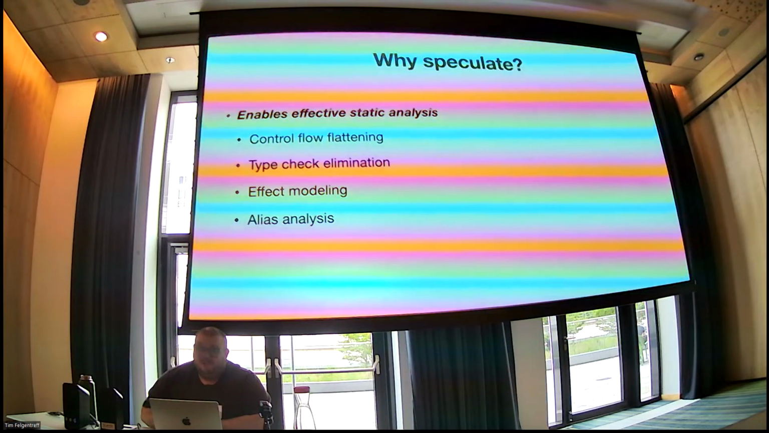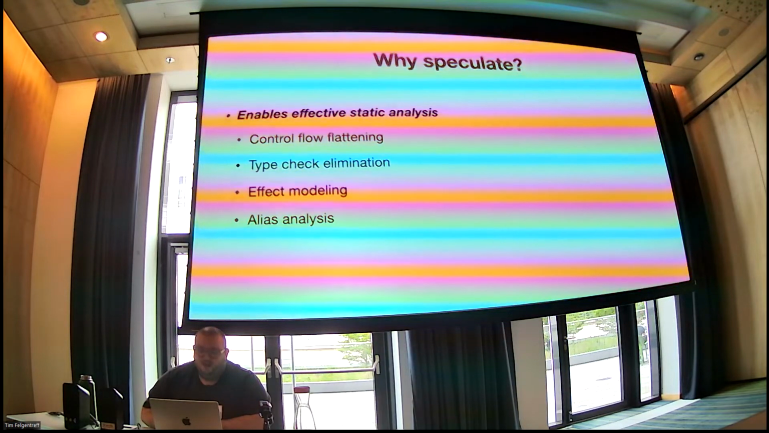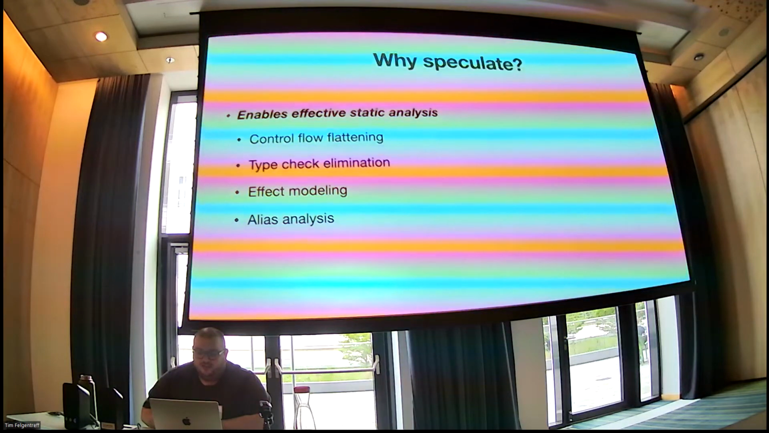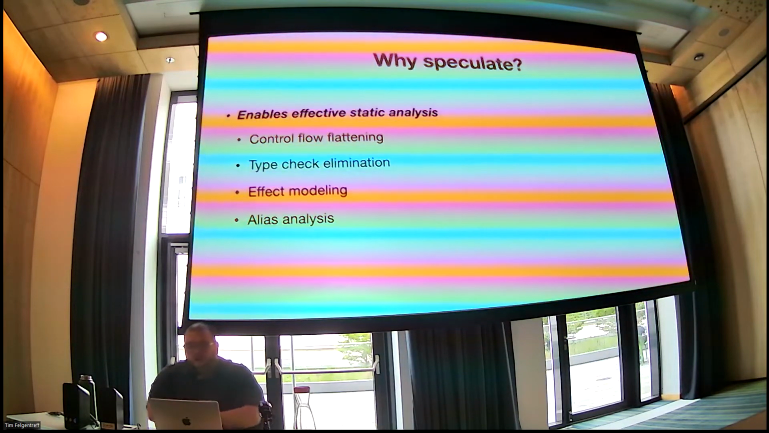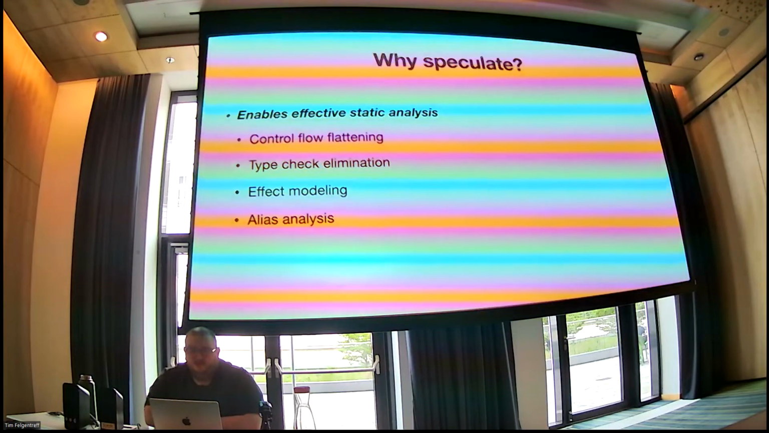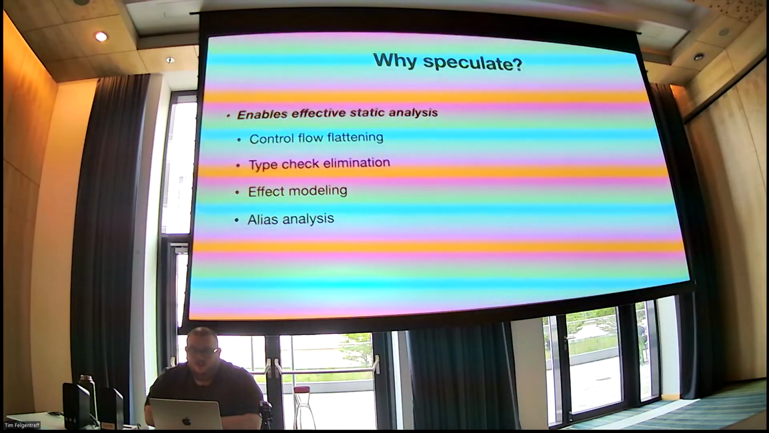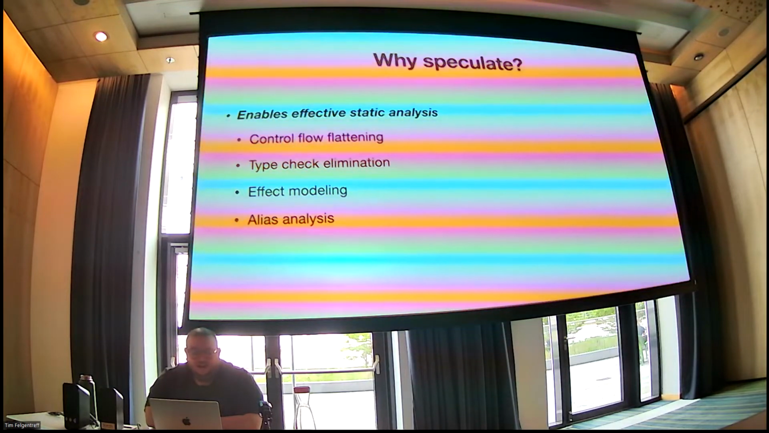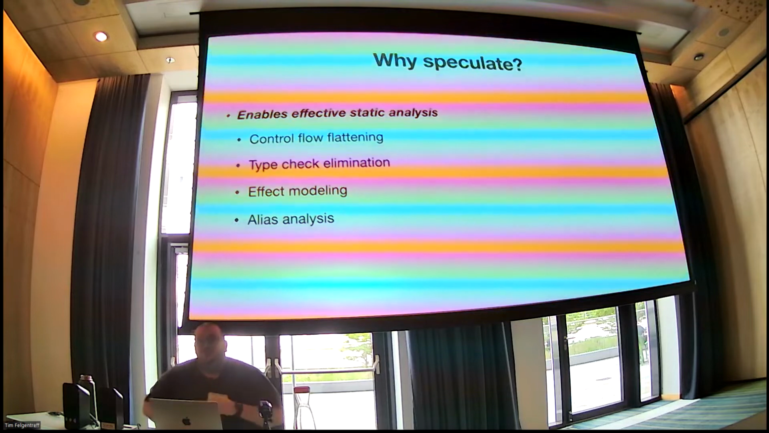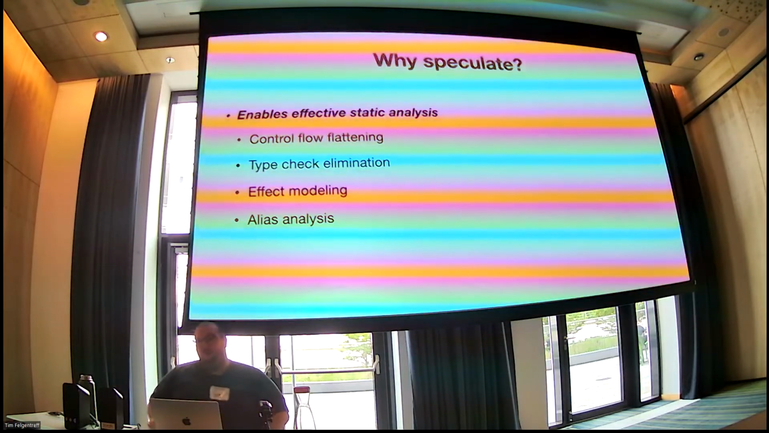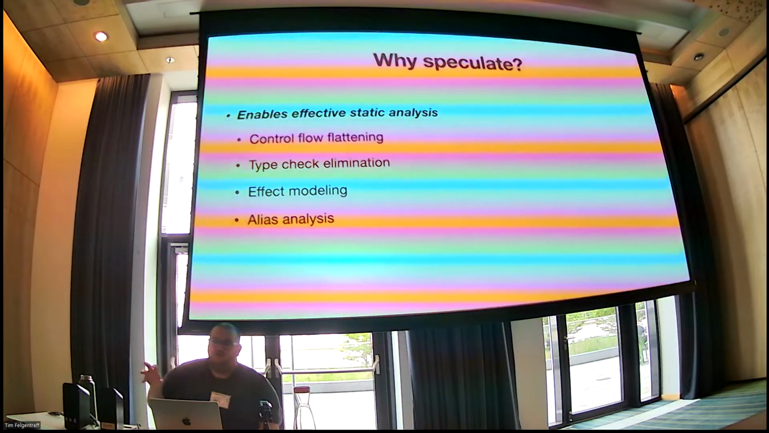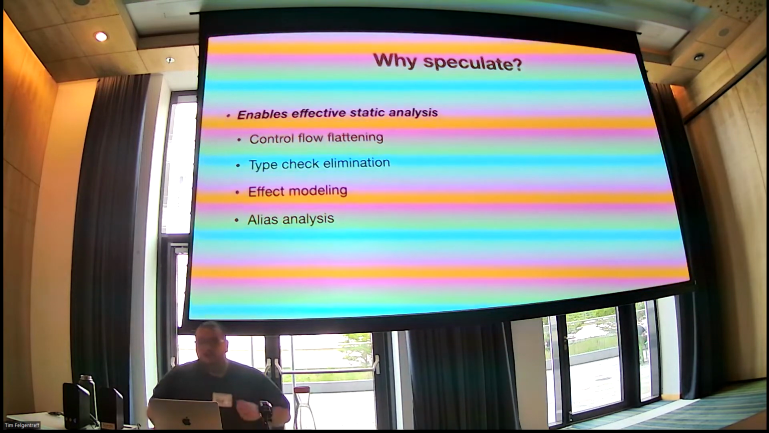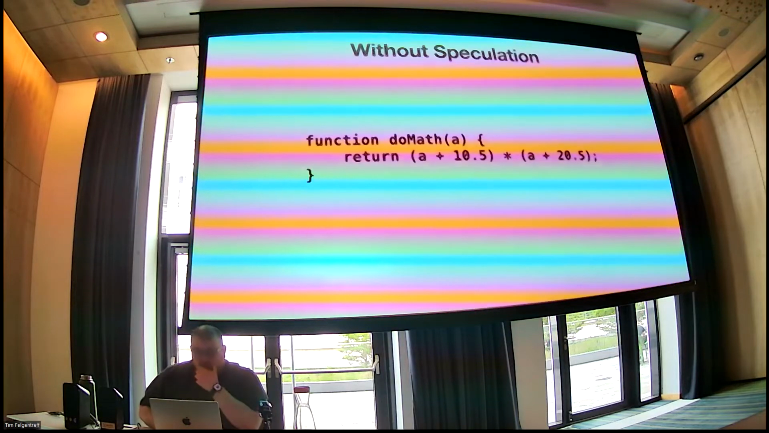So I guess the question is, why do we speculate? I'm going to go over some of these things later, but we'll talk about how speculation can allow us to do type check elimination and control flow flattening. One of the main improvements to the compiler is that it allows us to do much more precise effect and alias analysis. You know that your add over integers is not going to do arbitrary effects, and that can really help some of the optimizations that we do.